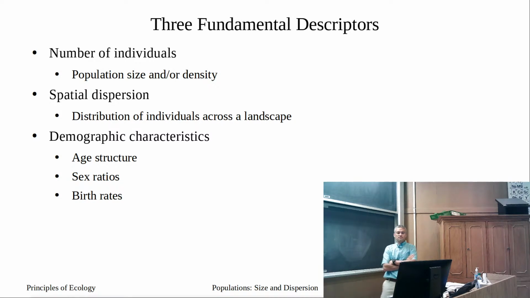And then the third thing is demographic characteristics. This would be our age structure, sex ratio, birth rates by age, mortality rates, growth rates, age of maturity, parental care. All of those things represent our demographic characteristics. We're going to be talking about each of these descriptors, and I think we'll start those on Friday.